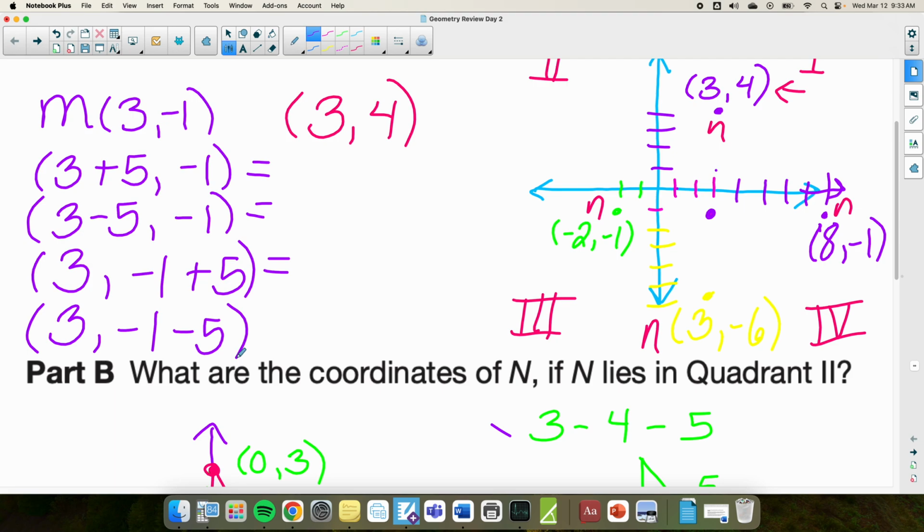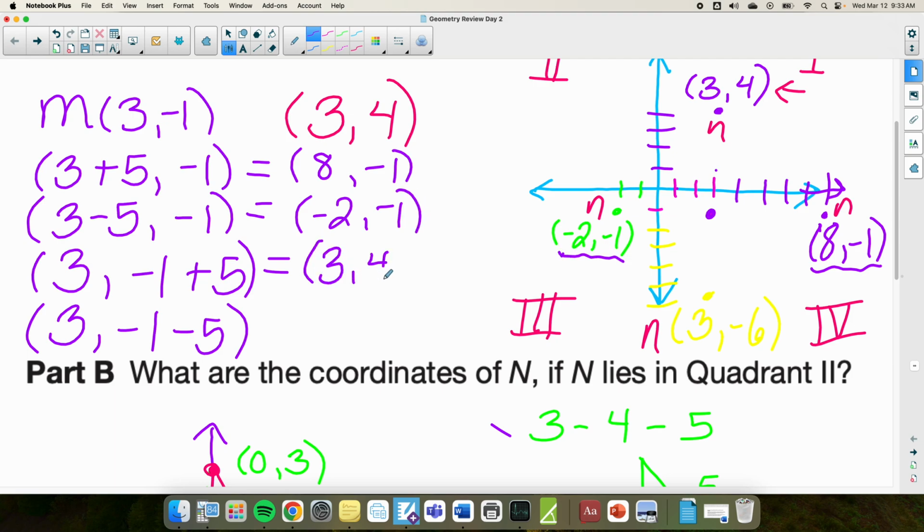And then, so all I did is I added 5 to the x, I subtracted 5 from the x, I added 5 to my y, I subtracted 5 from my y. And then I can check what those points are. This one's 8, -1, and notice that coincides with this. This one is -2, -1, and that coincides with this one. This one is 3, 4, which is up here. And then this one is 3, -6, and that coincides down here.